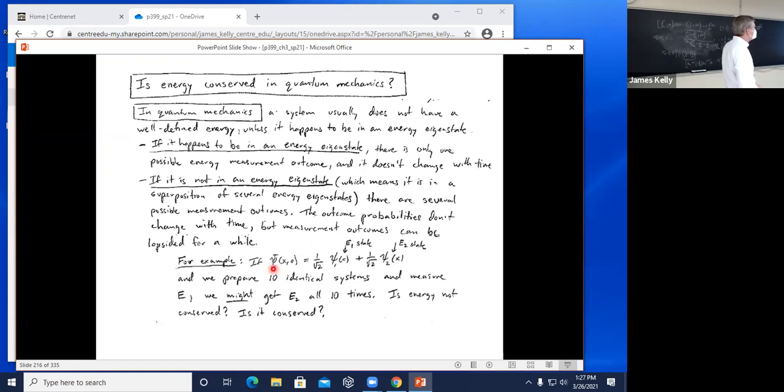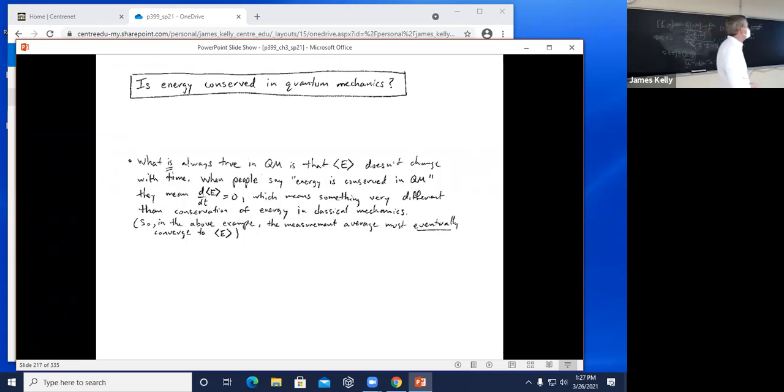So would you say then, in that case, is energy not conserved or is it conserved? Well, we need a definition of what conserved means in quantum mechanics. And generally, the definition is that if the expectation value of an operator doesn't change with time, that's the closest thing we have to the classical analog in quantum mechanics. If the expectation value of an operator doesn't change with time, we would say it's conserved.